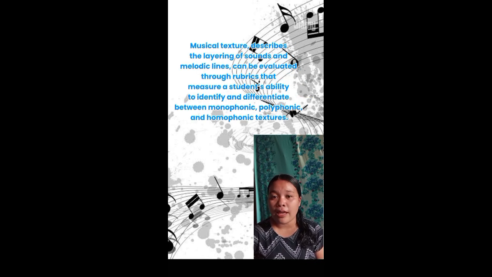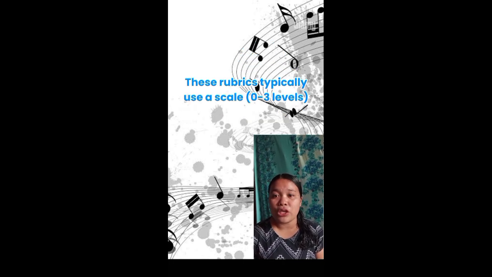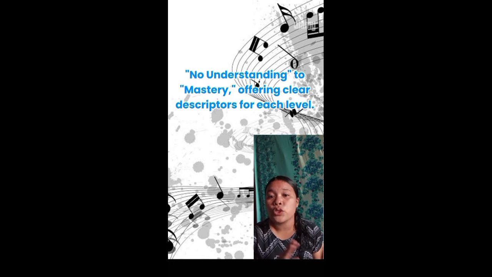Similarly, musical textures, which describe the layering of sounds and melodic lines, can be evaluated through rubrics that measure a student's ability to identify and differentiate between monophonic, polyphonic, and homophonic textures. These rubrics typically use a scale from 0 to 3 levels to gauge understanding from no understanding to mastery, offering clear descriptors for each level.